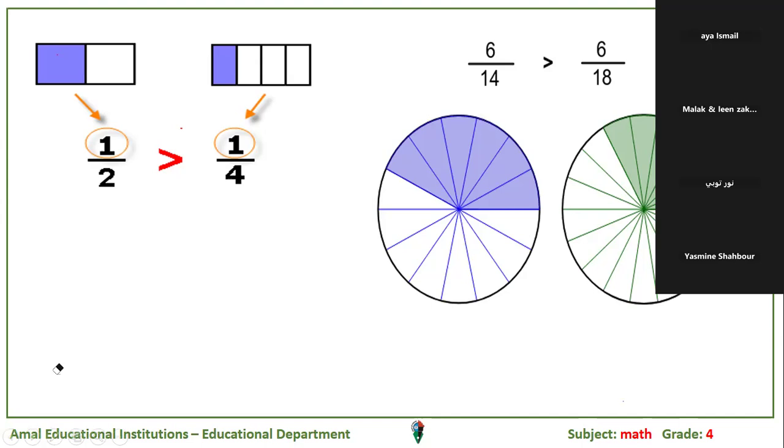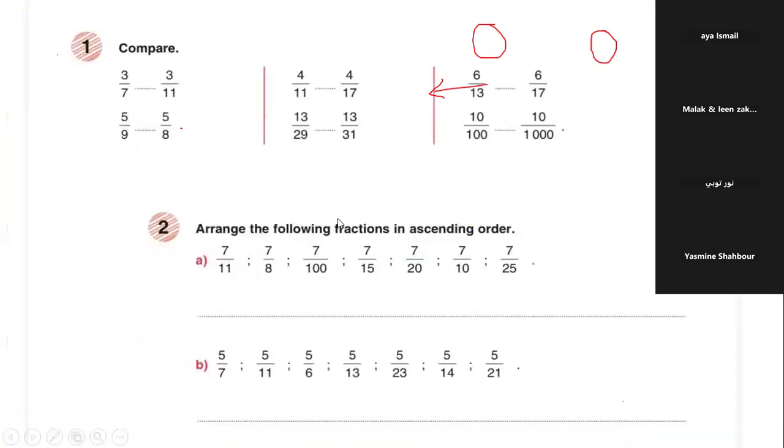Excellent. So 6, the same numerator. What do you have here? The same numerators. So we choose the fraction having the smaller denominator. So 14 is smaller than 18. The fraction 6/14 will be bigger because the size of the piece, if we divide into 14, will be bigger than if we divide into 18 equal parts. Do you understand? Yes. Now number 2. No, before number 2, sorry.